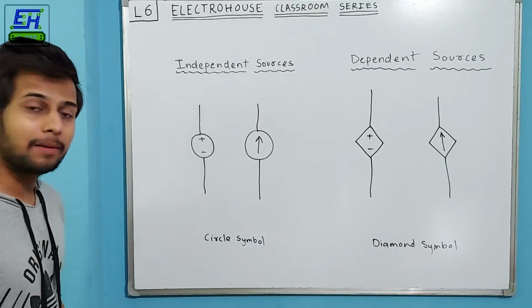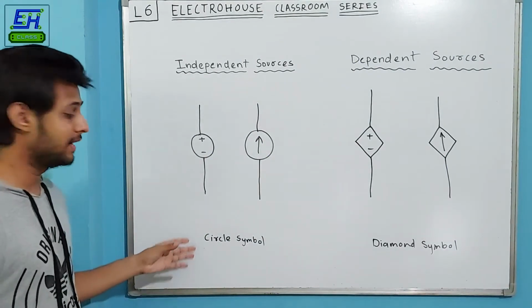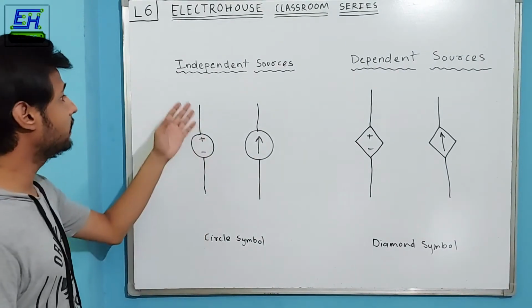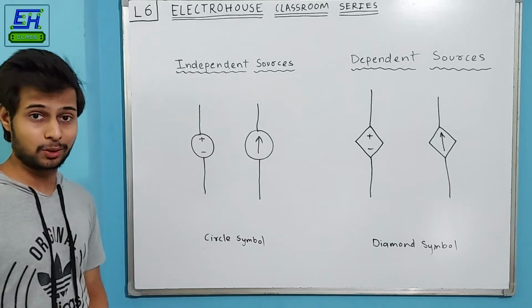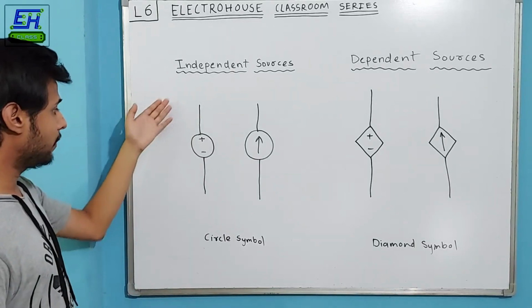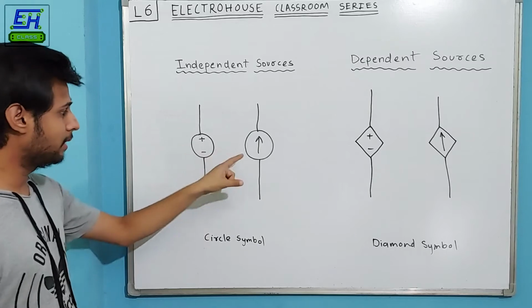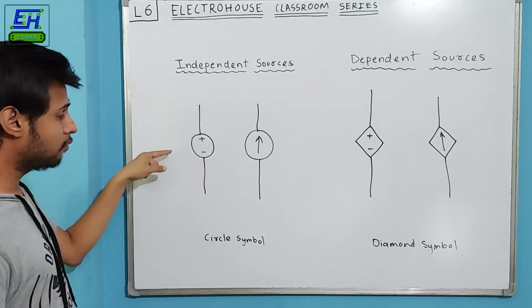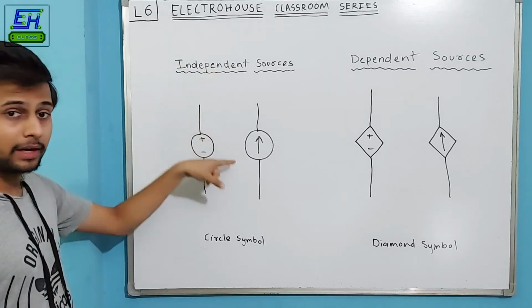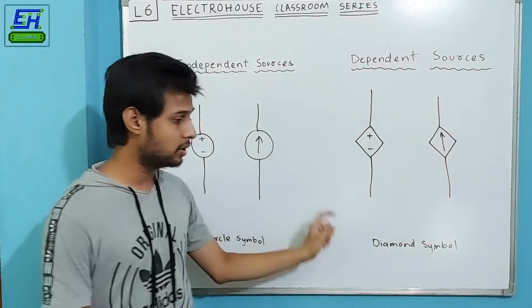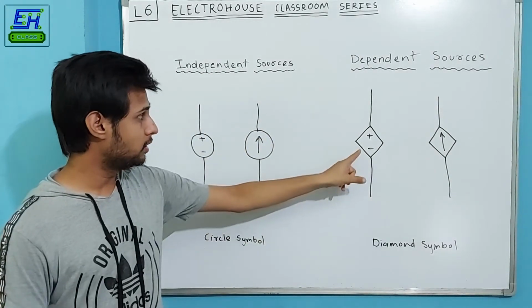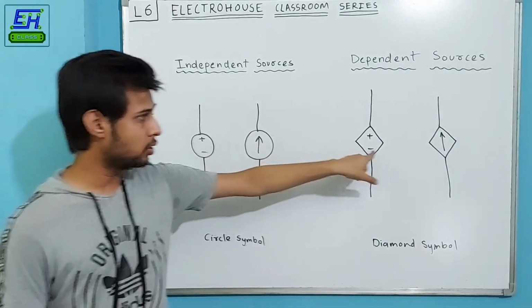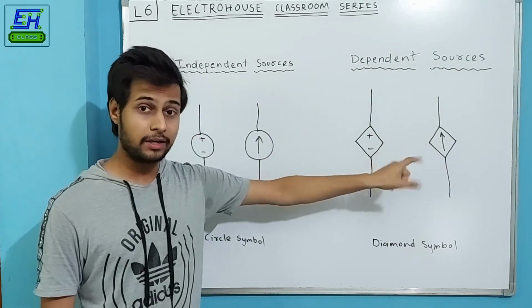Okay, so before we start, please take note of the difference in the circuit symbol shapes between the independent and dependent electrical energy sources. In the case of independent, you can see that we use a circle symbol. This is an independent voltage source and this is an independent current source. Whereas in the case of dependent, we use a diamond shape. So this is a dependent voltage source and this is a dependent current source.